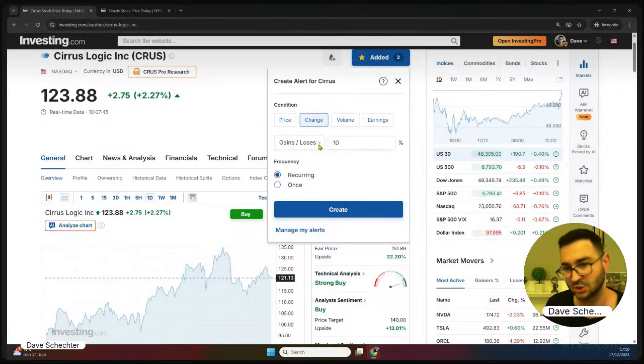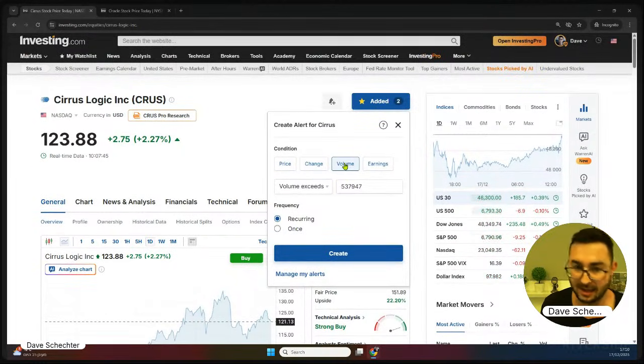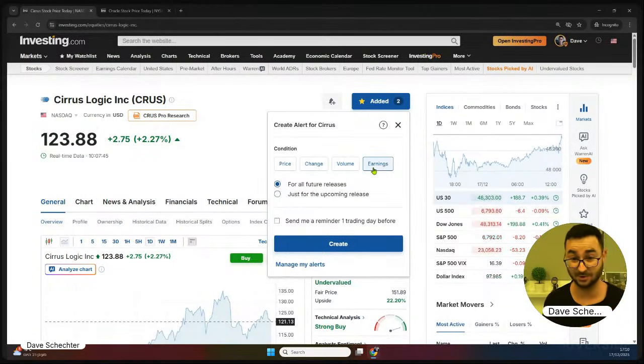Or if there's a change, whether that's a percentage of a gain or a loss or both, I can have it recurring or only once. If I want to set an alert for trade volume, if it exceeds a specific amount of volume, then I can also set an alert for that. And of course, earnings, which we just saw on the other calendar, but you can also set it through any equity page that you wish.